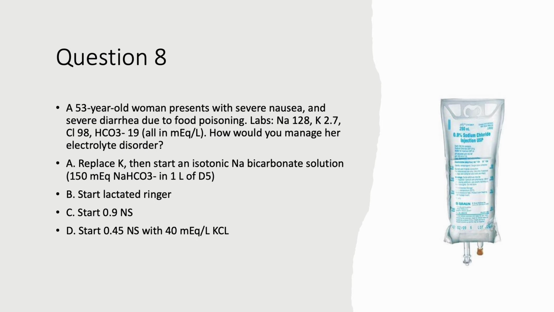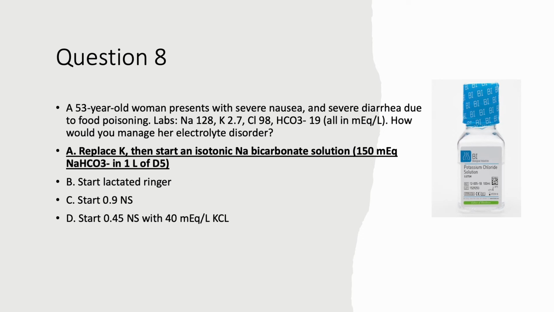A, replace potassium, then start an isotonic sodium bicarbonate solution, meaning 150 milliequivalents of sodium bicarbonate in 1 liter of D5. B, start lactated Ringer solution. C, start 0.9 normal saline. Or D, start 0.45 normal saline with 40 milliequivalents of KCl. Think about these different answers, and the correct answer is A. Replace potassium, then replace bicarb.